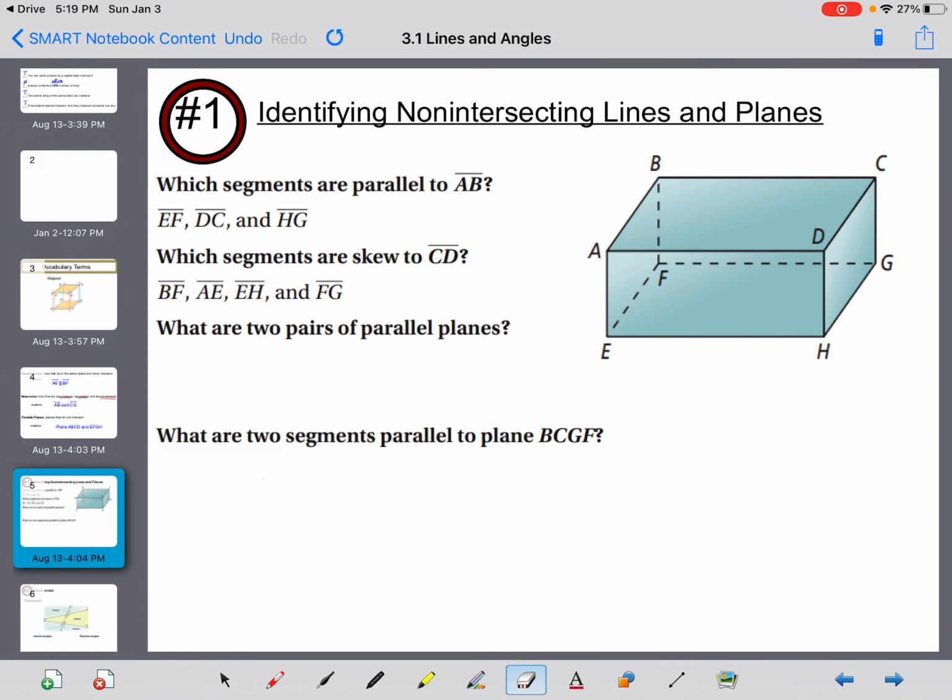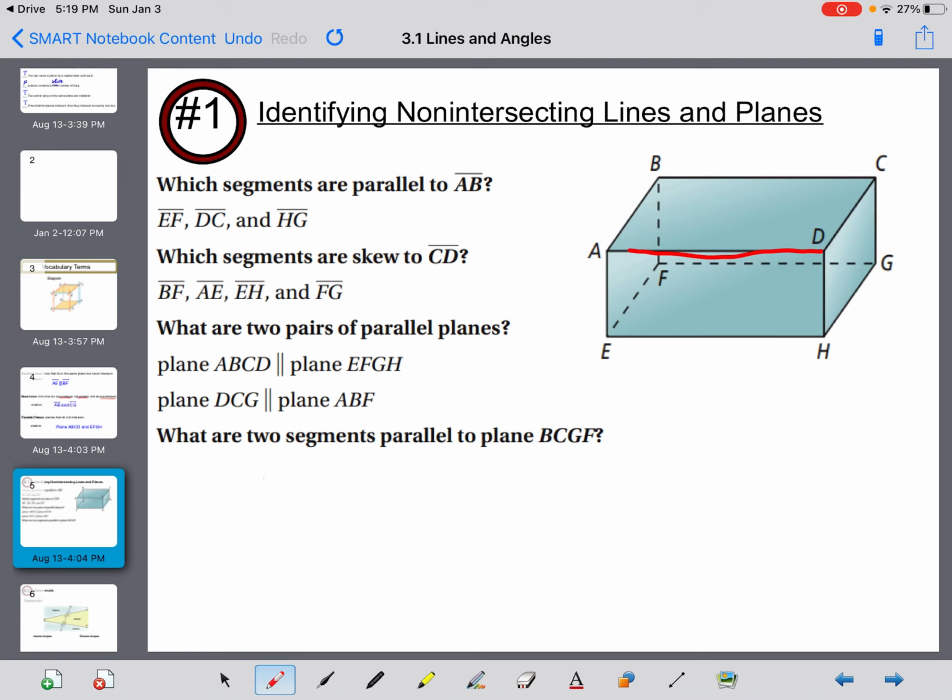What are two pairs of parallel planes? Well, the first one I have is plane ABCD and plane EFGH. Here's ABCD. It's the top of your figure. EFGH is the bottom of your figure. Those are certainly parallel planes. My second example, but there are others, I put DCG, which is the right side, to ABF, which is your left side. If you wanted to choose a different pair, you could have chosen the front and the back.